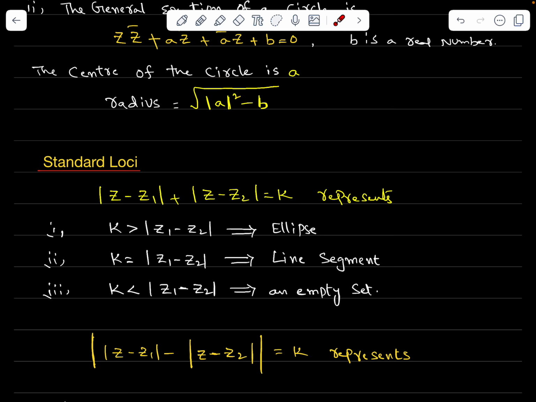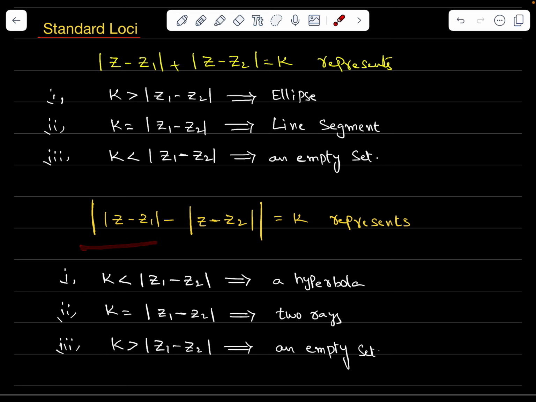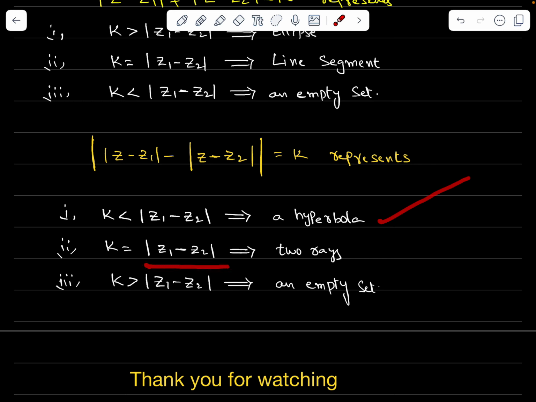Standard locus. |z - z1| + |z - z2| equal to k represents an ellipse if k is greater than |z1 - z2|. If k is equal to |z1 - z2|, it is a line segment. If k is less than |z1 - z2|, it is an empty set. Second condition: |z - z1| - |z - z2| equal to k represents a hyperbola if k is less than |z1 - z2|. If k is equal to |z1 - z2|, it represents two rays. If k is greater than |z1 - z2|, it is an empty set.